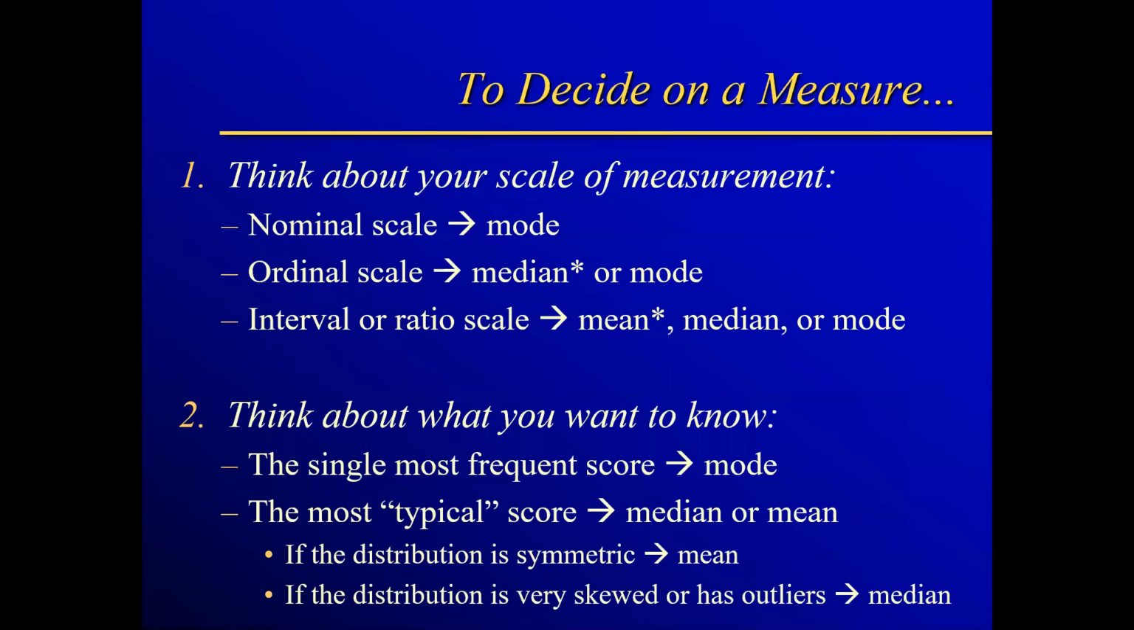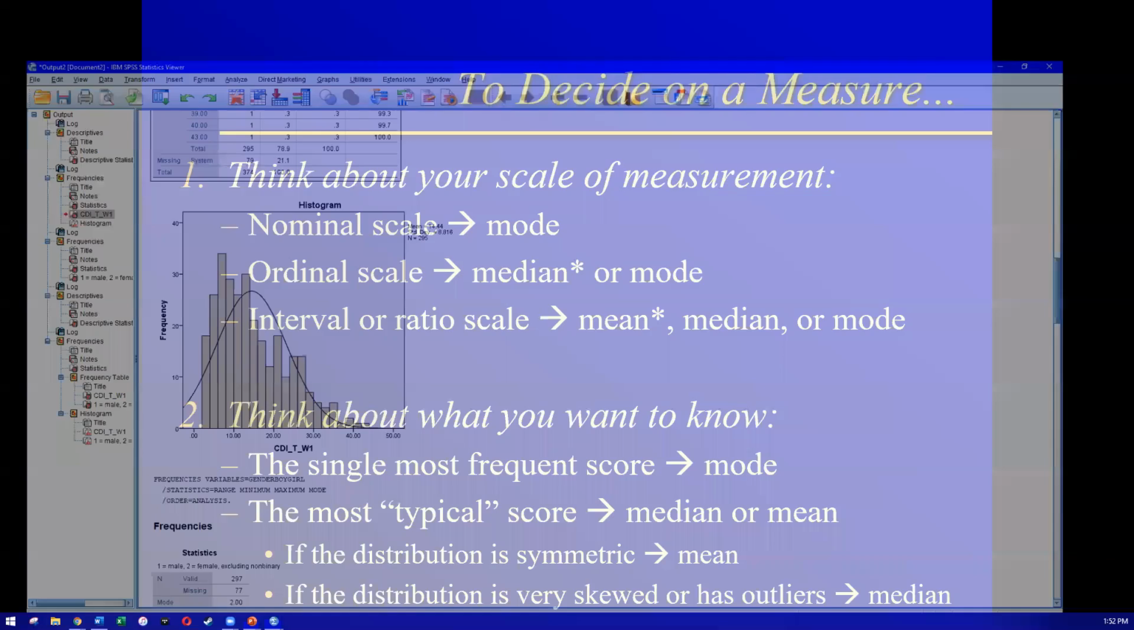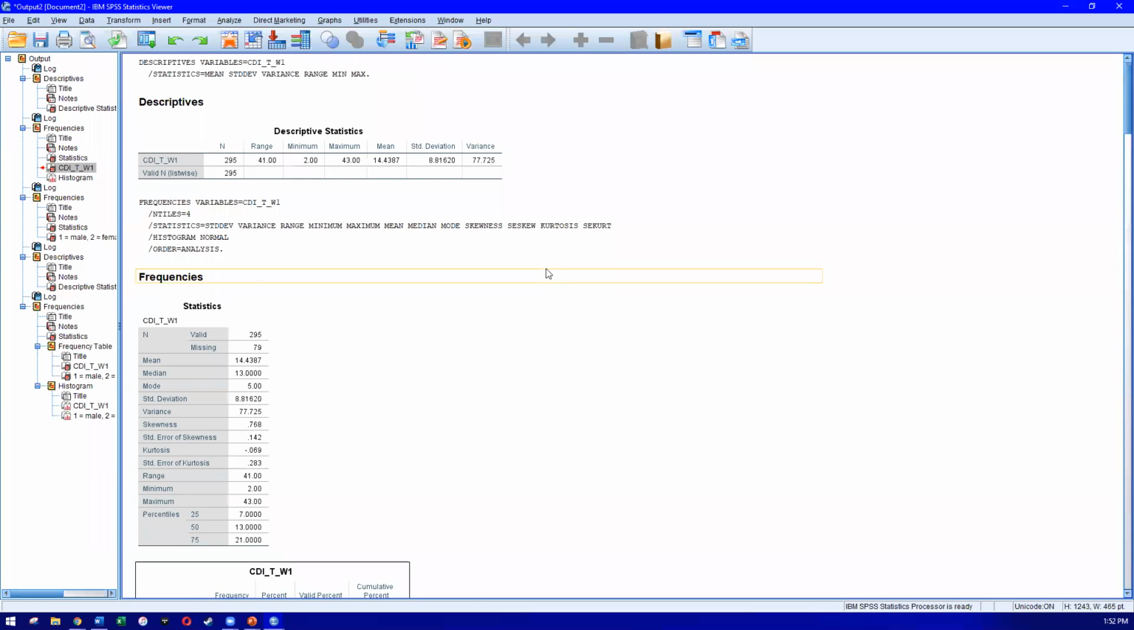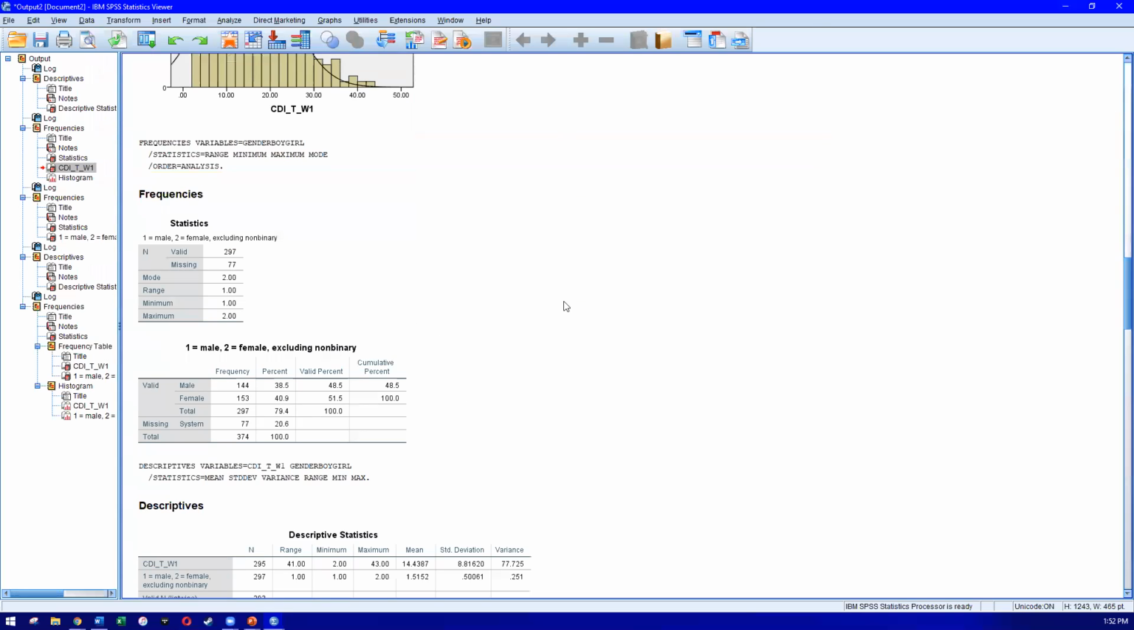Okay, so here's some things to think about when deciding on which ones you're going to report. So you need to think about your scale of measurement. So for a nominal scale, things like gender, right, or these plain categories where order doesn't matter, you would want to use the mode. And I want to show you an example of why. So this is actually something that's going to come up later as well. But SPSS, it's really smart, but it's also really dumb. And it will do whatever you want it to do, whether it should do it or not.